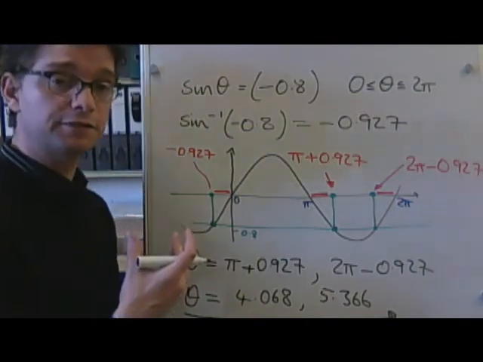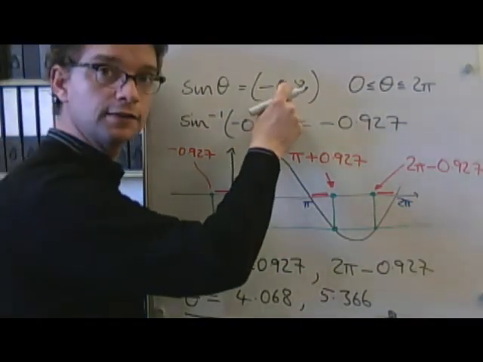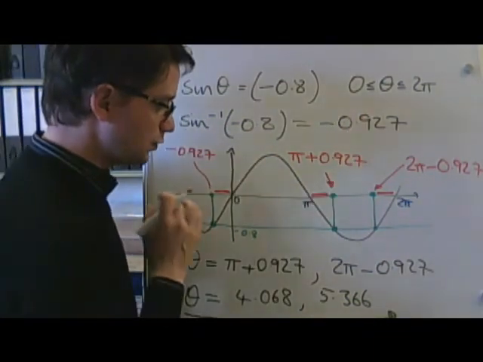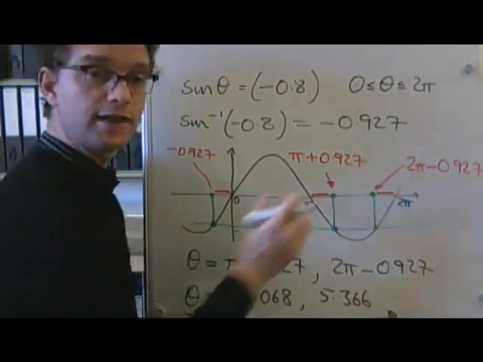So, it doesn't matter if you start with a minus number in here, the process is the same. You take an inverse sine and then you use the symmetry in the curve to find the extra solutions.